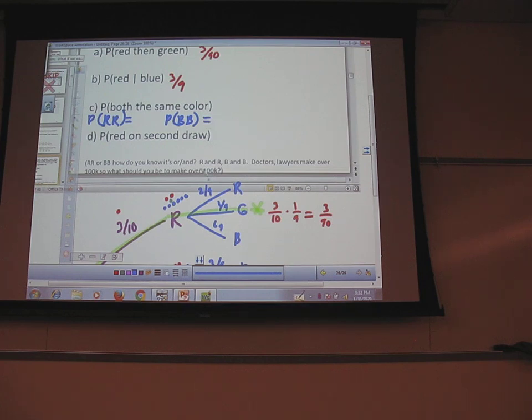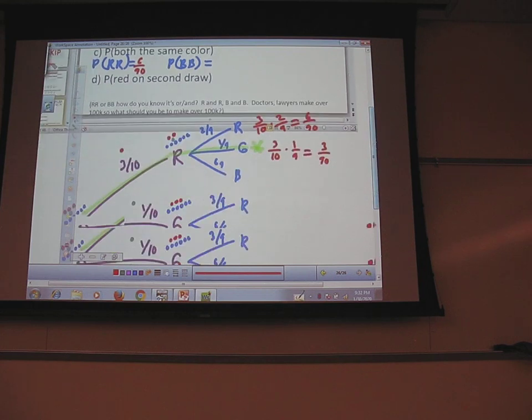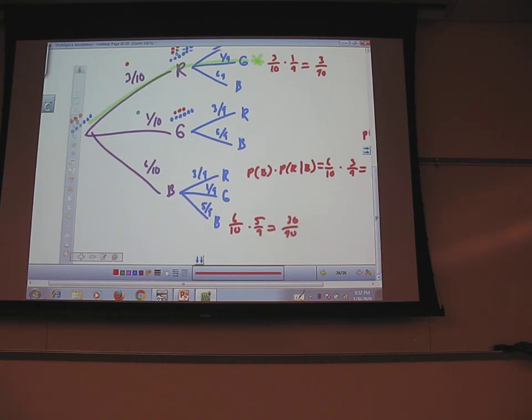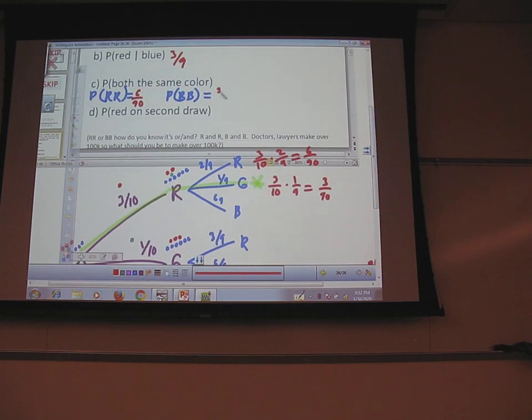So what's the probability of red then red? So red then red is 3 over 10 times 2 over 9, 6 over 90. What's the probability of blue, blue? 6 over 10 times 5 over 9, 30 over 90.